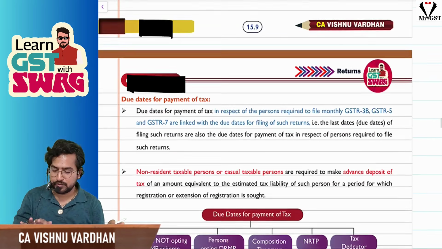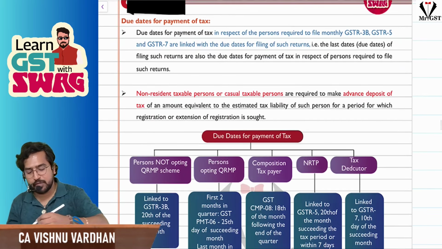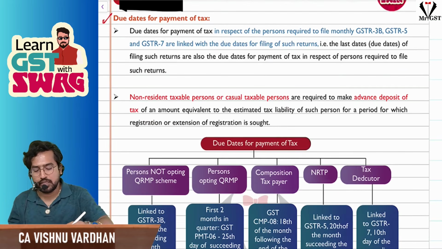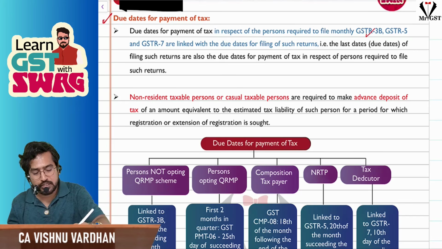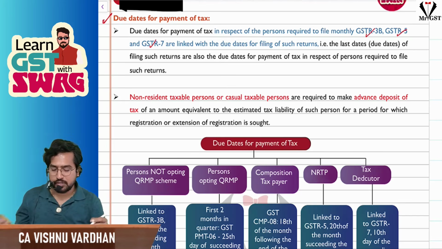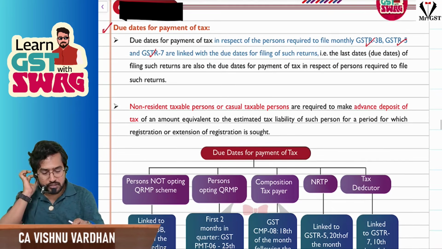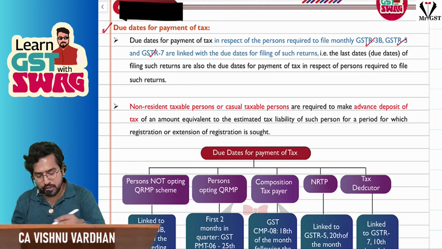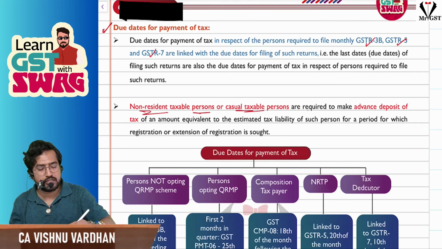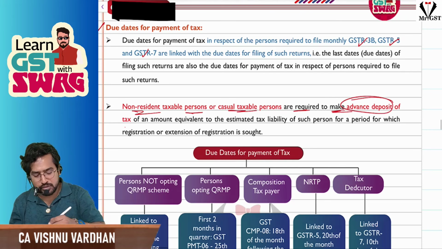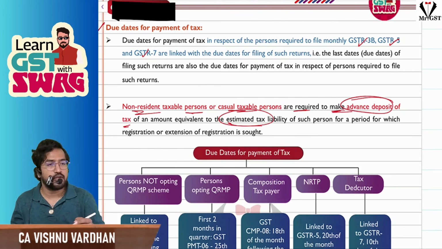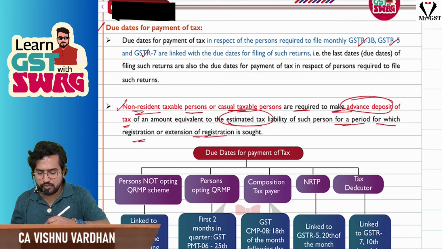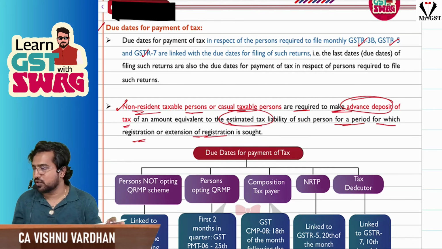Shall we move on to the next one? Due dates for payment of tax are actually linked to returns: GSTR 3B, 5, and 7. If you see, the return filing due dates and tax payment due dates are the same. A non-resident taxable person or casual taxable person is required to make an advance deposit of tax equal to the estimated tax liability for the period, which we have already seen in the registration chapter also.